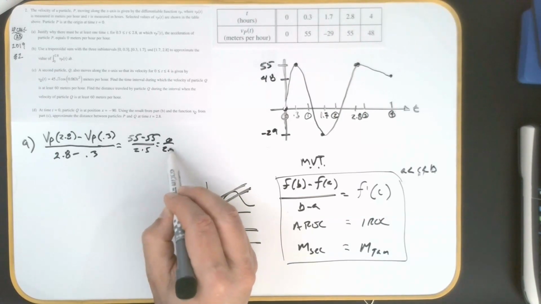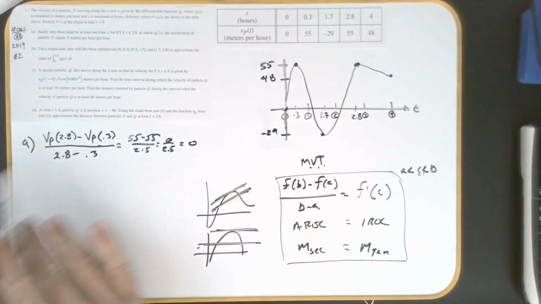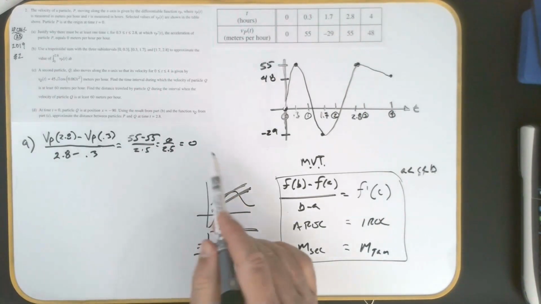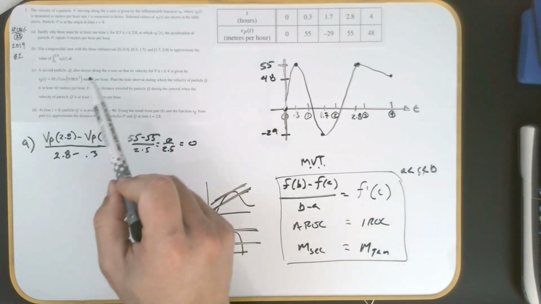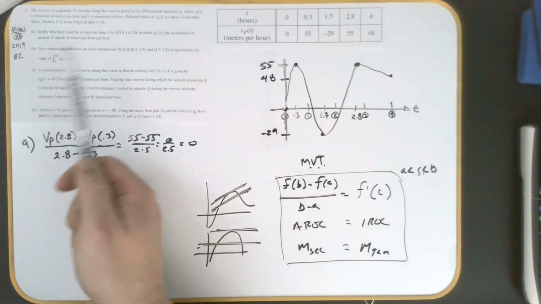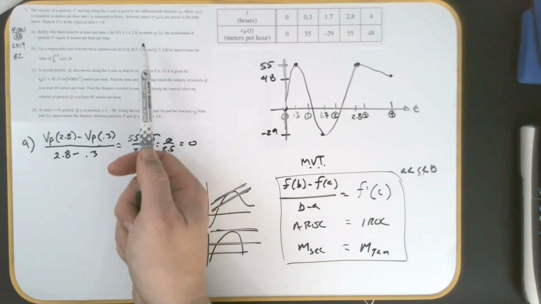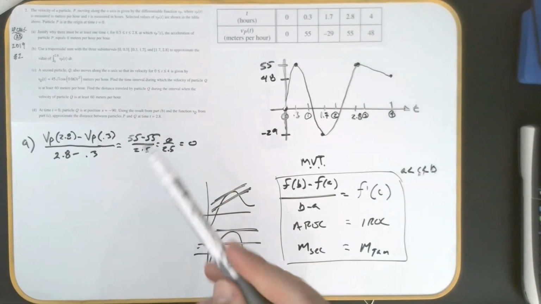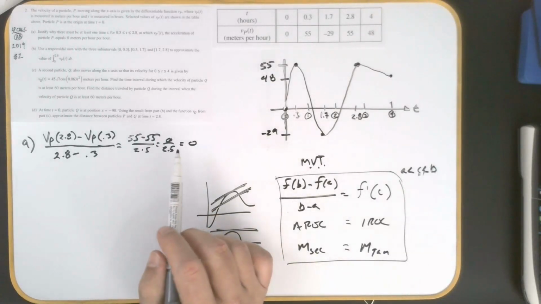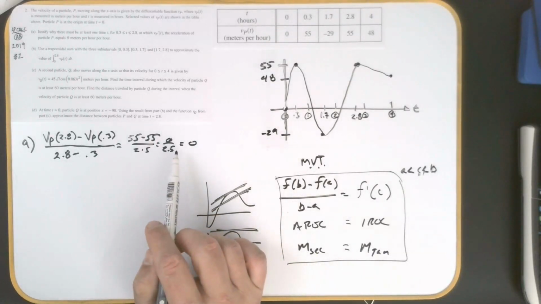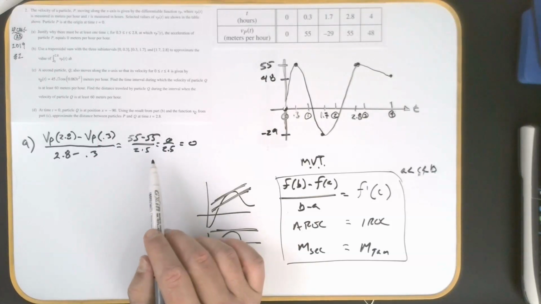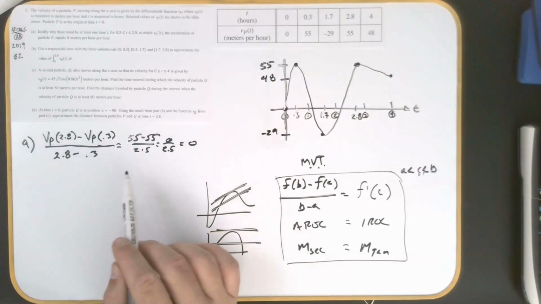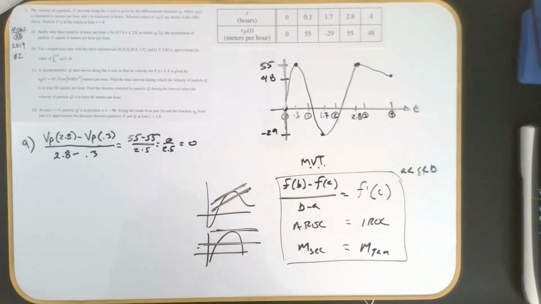We get 0 over 2.5, so it equals 0. So the slope of the secant is 0. Well, if the slope of the secant is 0, it's saying, justify why there must be at least one point where the derivative is equal to 0. Well, we just showed that the slope of the secant is equal to 0, so of course the derivative would then have to equal 0.